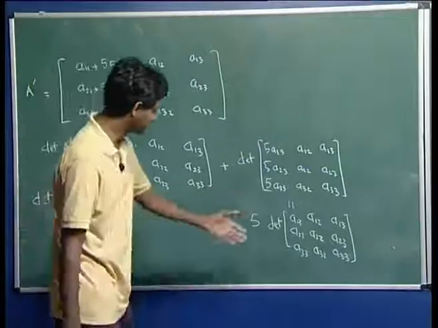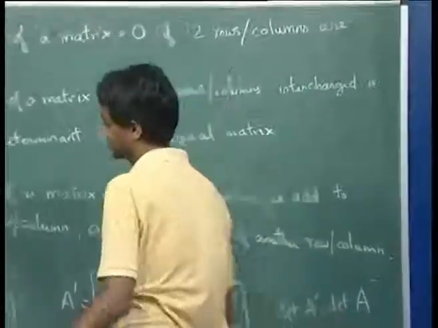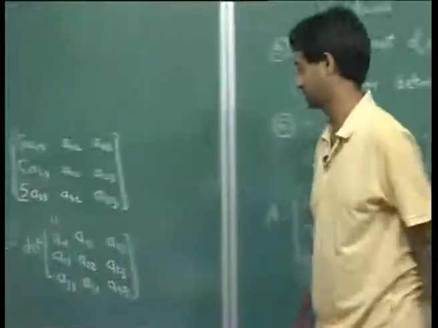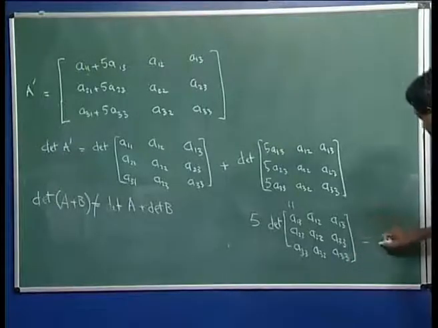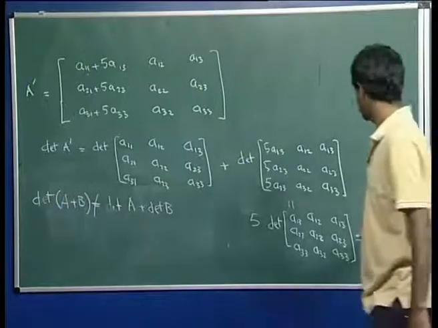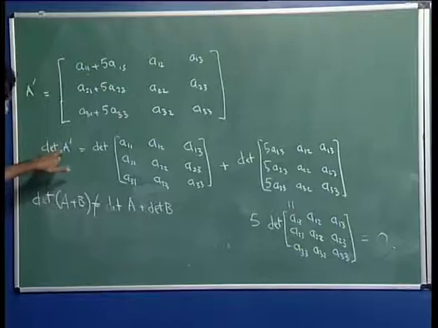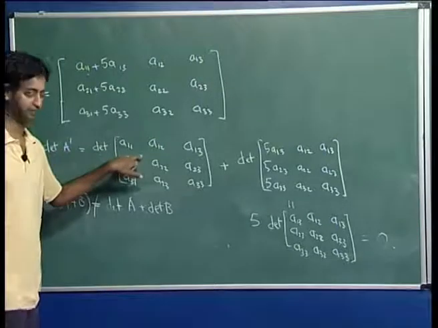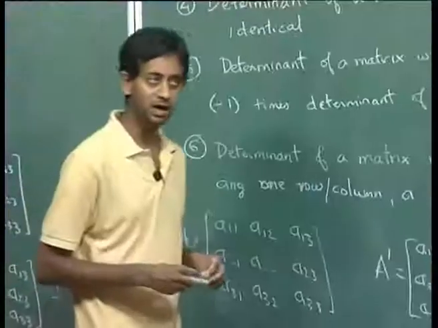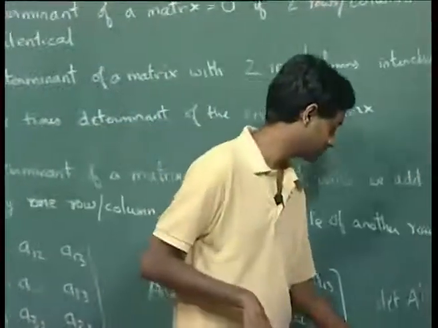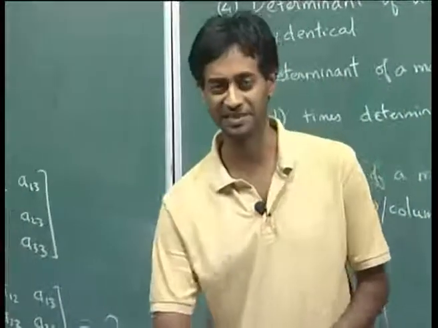Okay. Now the determinant of this matrix, because two rows or columns are identical, so in this case the first column and the third column are identical, is 0, okay, and therefore this whole part is 0, and so the determinant of A prime becomes equal to the determinant of A. Okay. So in the next class we will see where determinants appear in the solution of a system of linear equations.